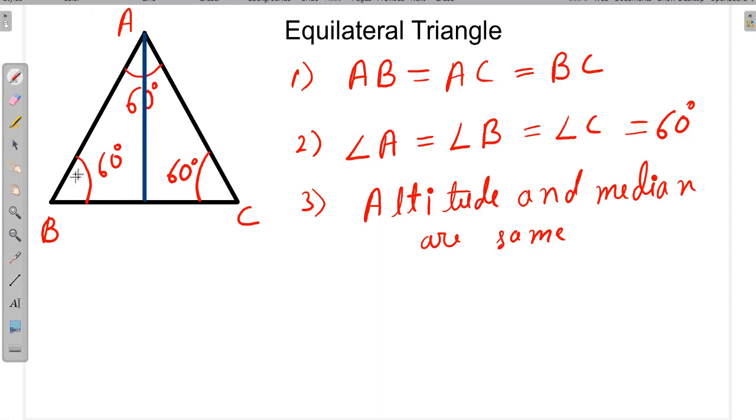Similarly for the other vertex, if from the vertex B I draw a line, this is also an altitude and median. Similarly for vertex C. So here I am using a different color for it. Similarly for vertex C, which we have already studied previously. So in an equilateral triangle, all sides are equal, each interior angle is 60 degree, and the altitude and median are the same.